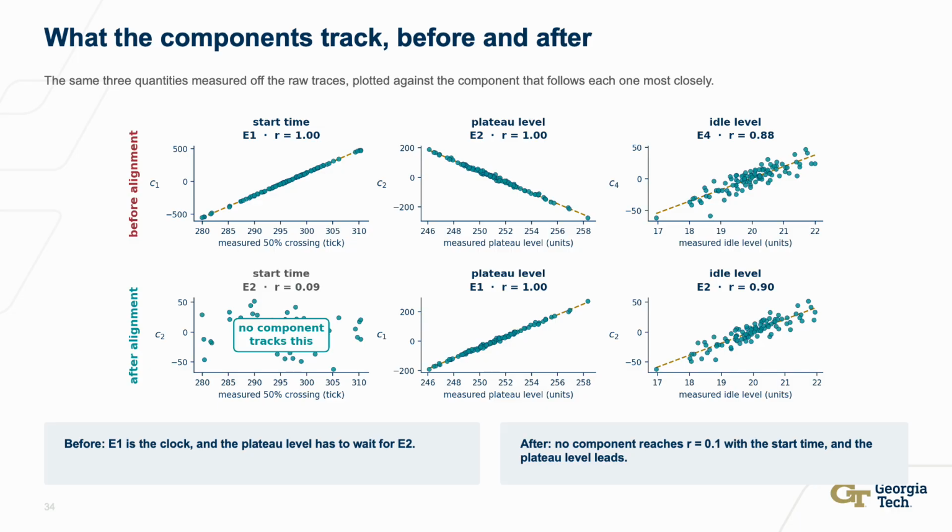The panel to look at is the bottom left, start time after alignment. The best any component manages is 0.09 and the scatter has no structure at all. It is the only shapeless cloud in the figure. That is what removing a nuisance parameter looks like, stated as a negative result.